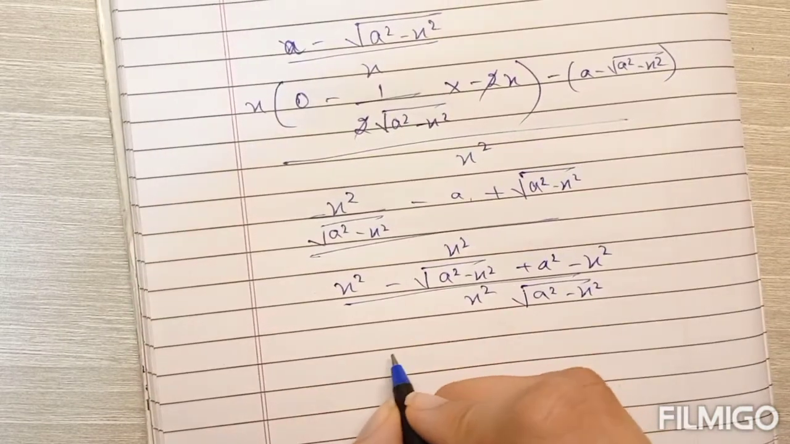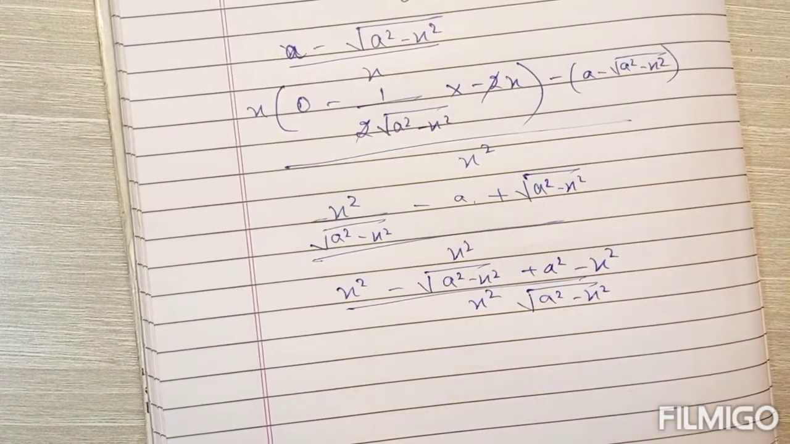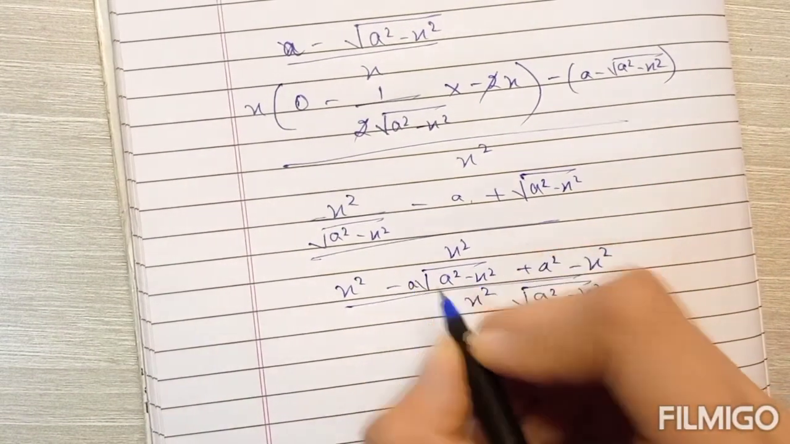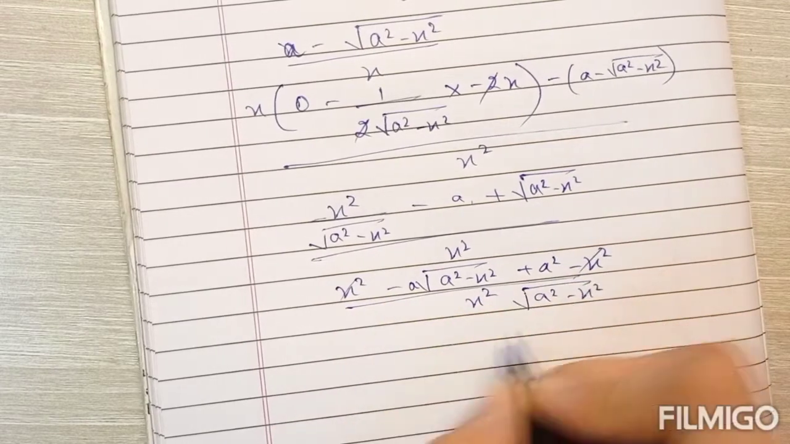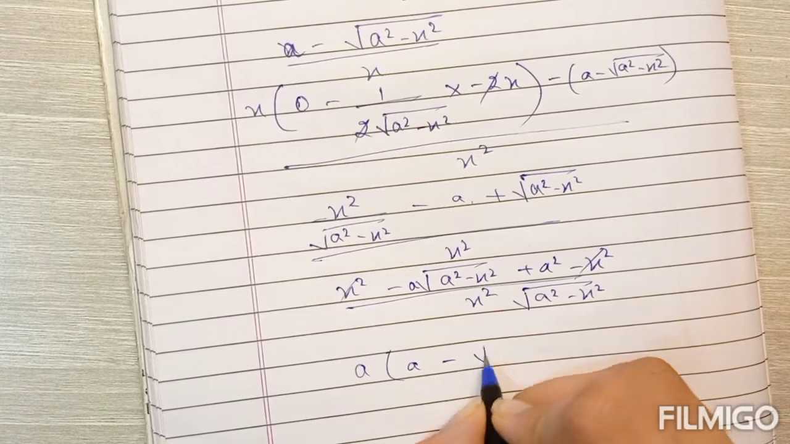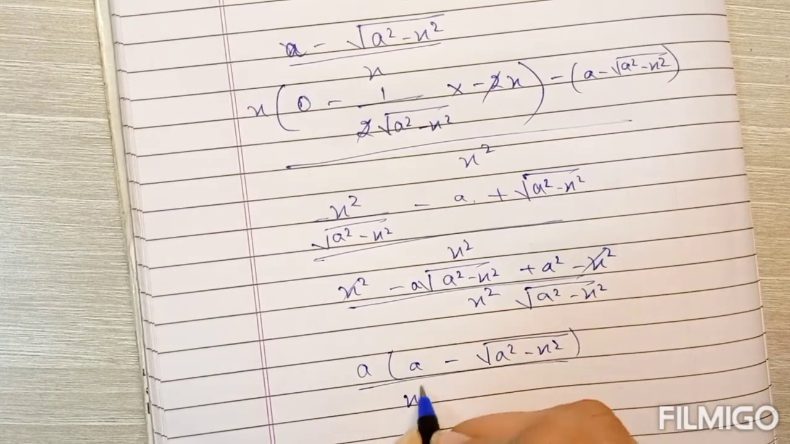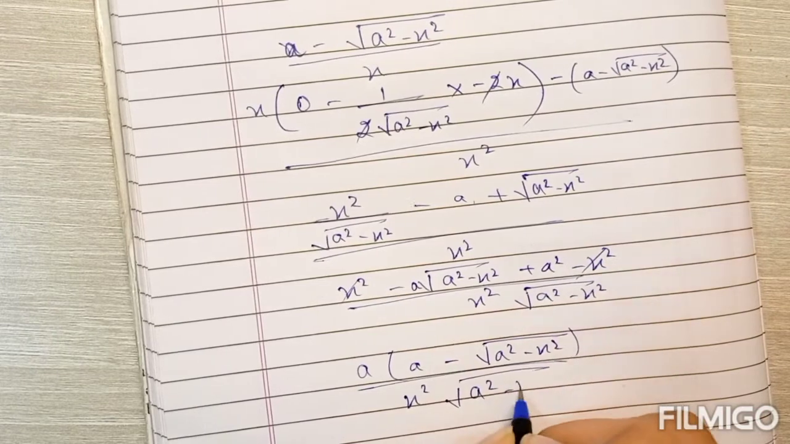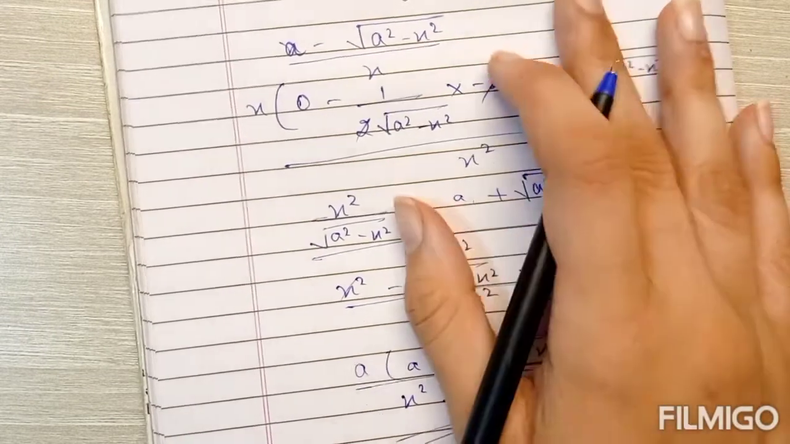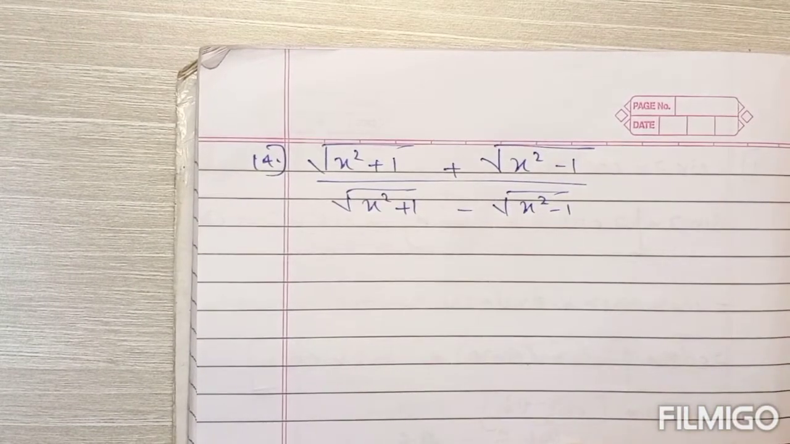So then we are left with a square minus root of a square minus x square, and we should have an a here. So then x square minus x square gets cancelled, and we are left with a into a minus root of a square minus x square upon x square into root of a square minus x square. That's the final answer. Moving on to the 14th question, we are going to do exactly what we did in the previous one.